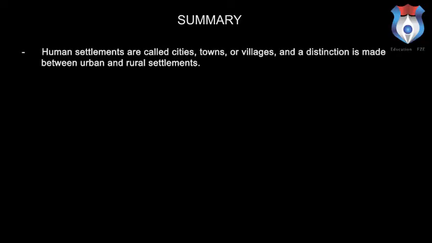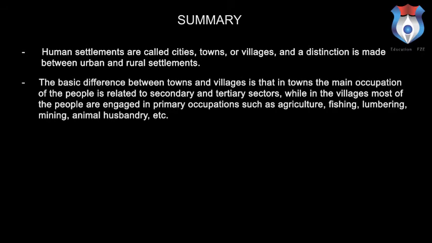Summary. Now in the end, let us summarize what we have learnt in this lecture. Human settlements are called cities, towns or villages, and a distinction is made between urban and rural settlements. The basic difference between towns and villages is that in towns, the main occupation of the people is related to secondary and tertiary sectors, while in the villages, most of the people are engaged in primary occupations such as agriculture, fishing, lumbering, mining, animal husbandry, etc.